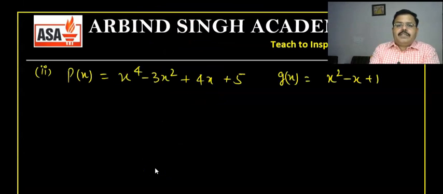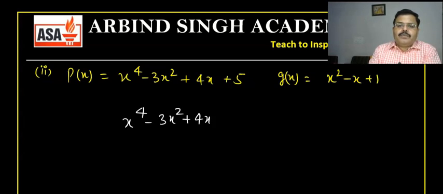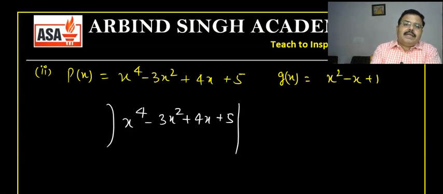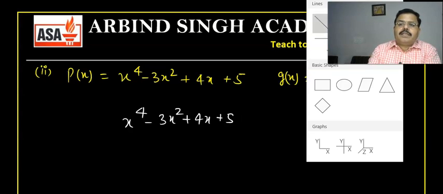Now the second question is given: p(x) is equal to x to the 4 minus 3x square plus 4x plus 5, and g(x) is x square plus 1 minus x. That can be rewritten as x square minus x plus 1. Now the degree of p(x) is 4 and the degree of g(x) is 2, so we can divide it. There is no problem. So we can write x to the 4 minus 3x square plus 4x plus 5 divided by it. You can write it with two vertical bars as well.